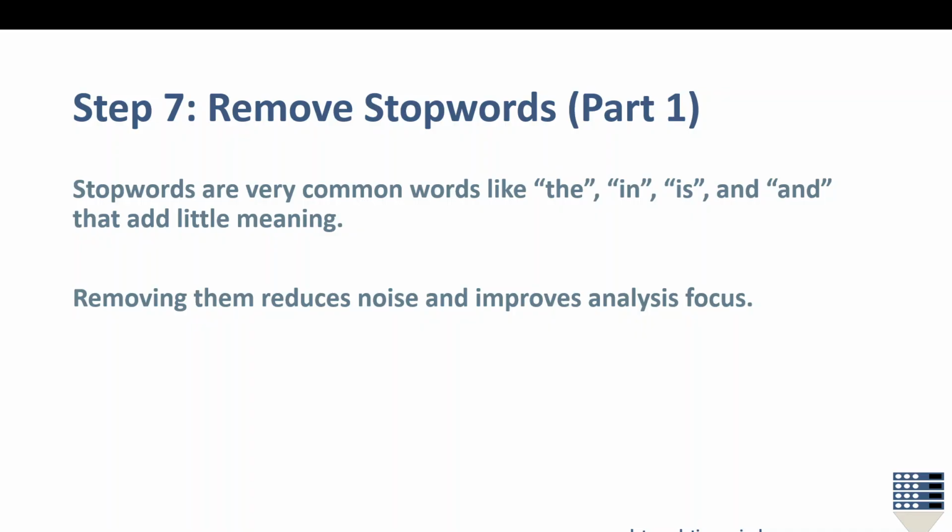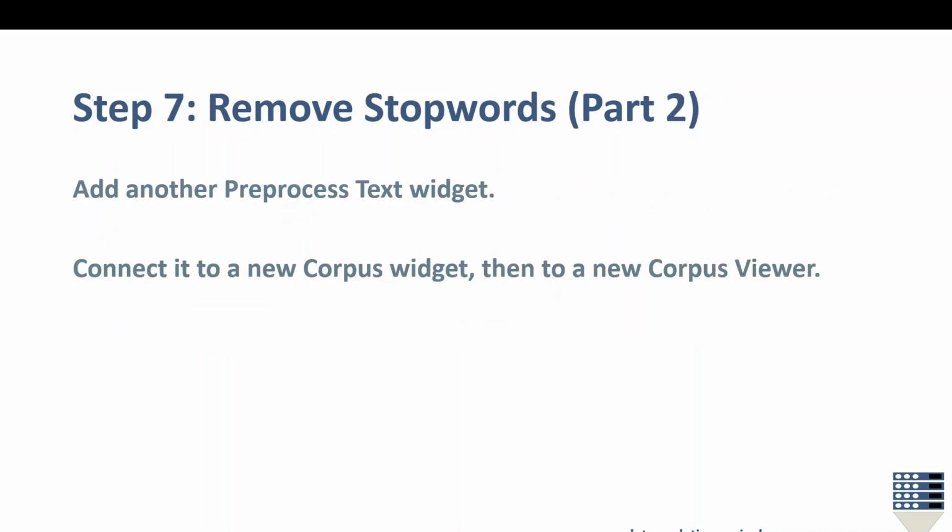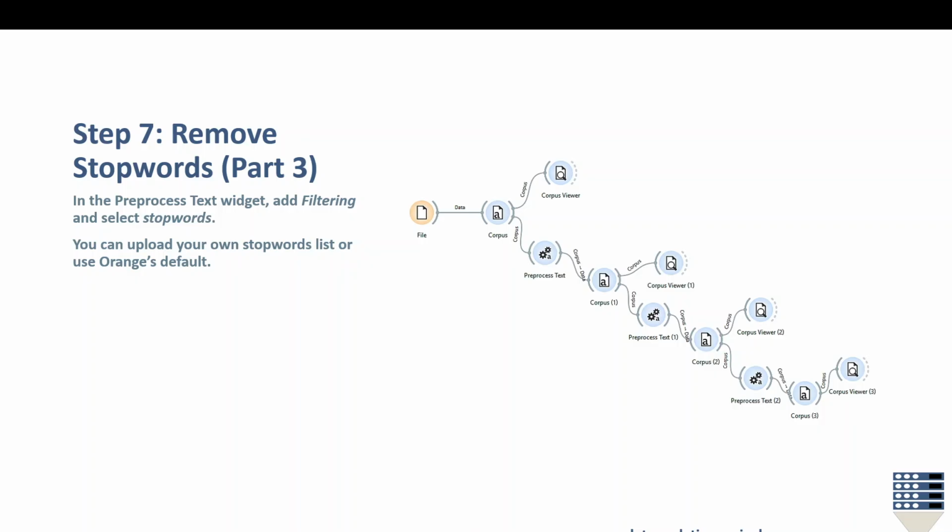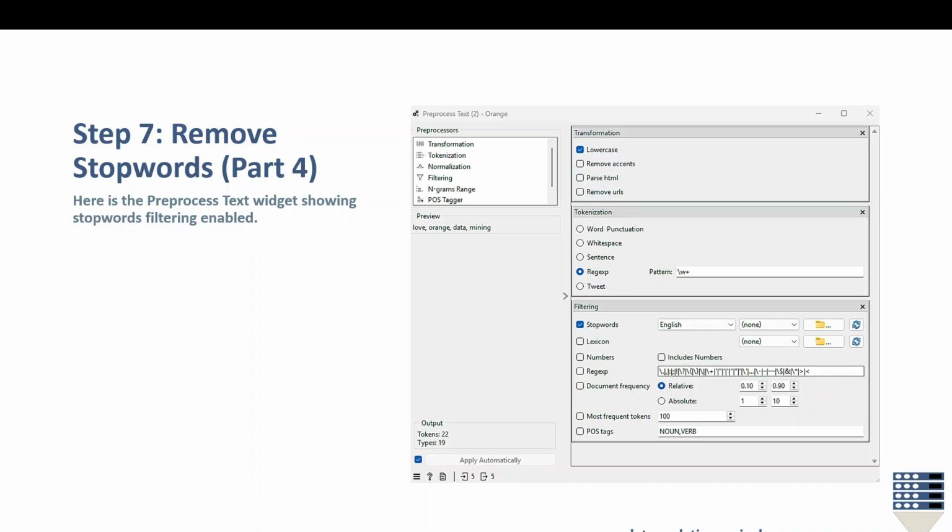When we use language processing, we're specifically looking at the important words, not all of the words. So we're going to add another pre-processing text widget, connect it to another corpus, and look at it again. It will get a little bit busy looking. So this is the initial data loading. This is the tokenization. This is the lowercase, and the final process is going to be the stopword removal. And so this is if you added them all together.